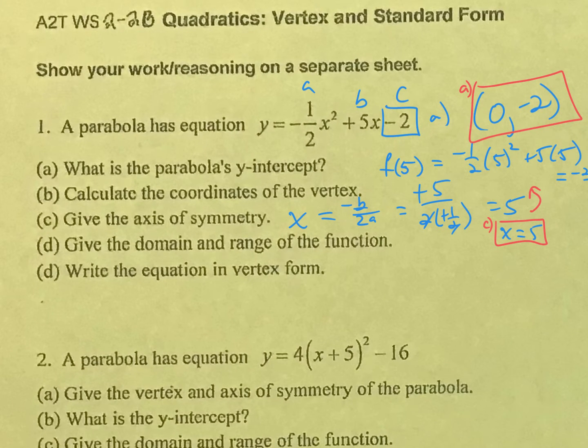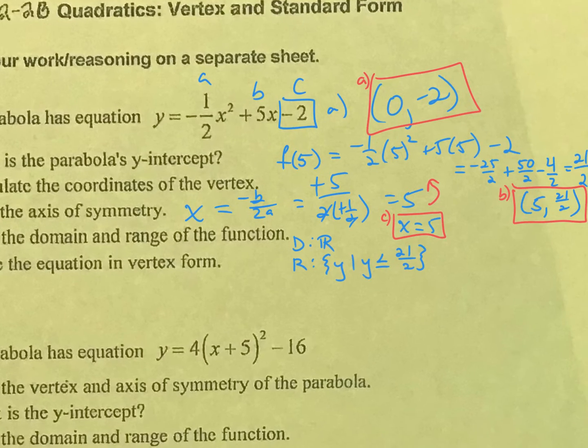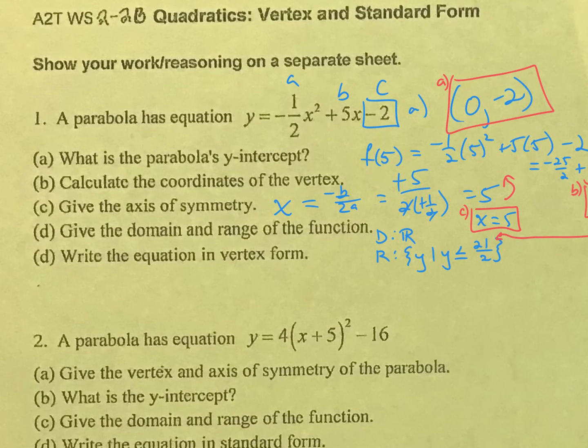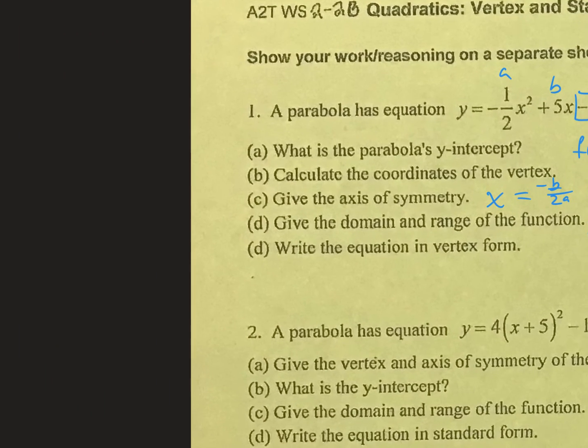All right, and then D is the domain and range. So the domain is going to be all reals because it always is for quadratics. And the range will be all y's such that y is less than or equal to, because the a is negative, 21 halves, which comes from the vertex. From here, put it in here. And then finally write the equation in vertex form.